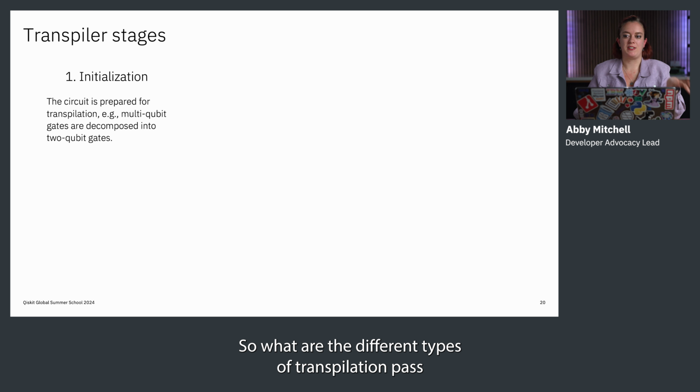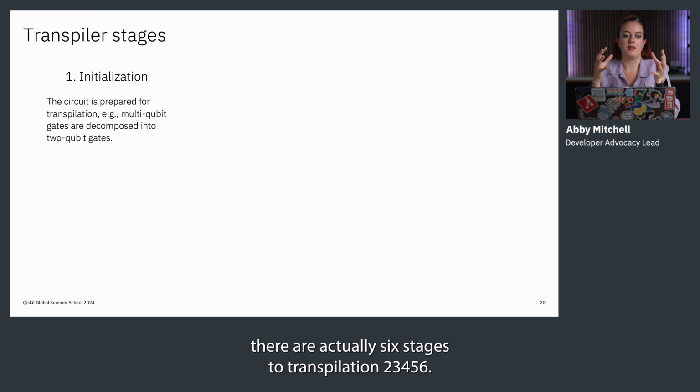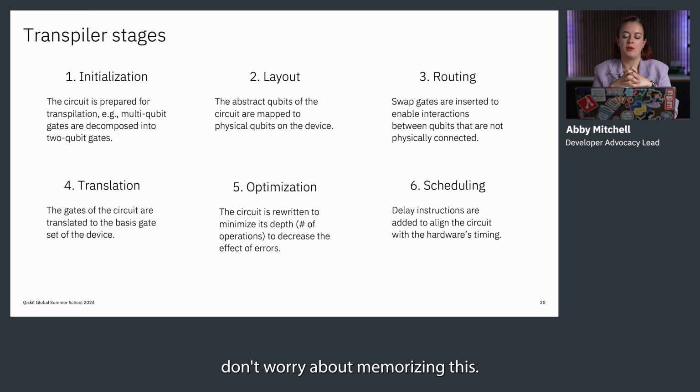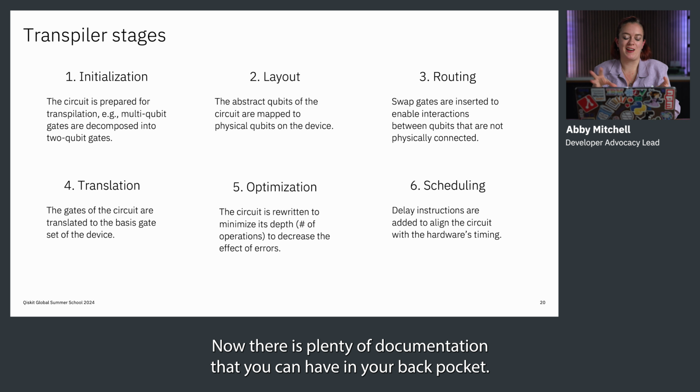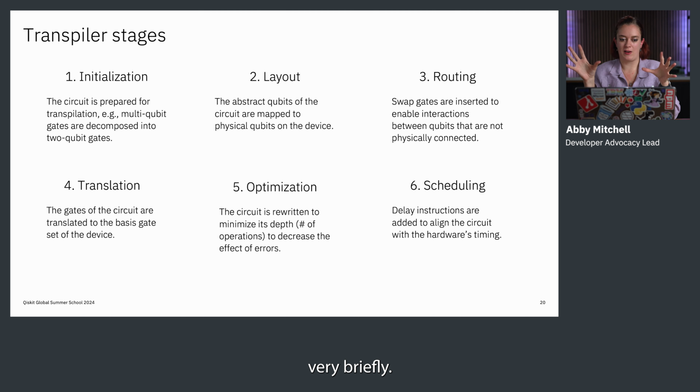So what are the different types of transpilation paths within any form of transpilation? There are actually 6 stages to transpilation. 1, 2, 3, 4, 5, 6. Don't worry about memorizing this all right now. There is plenty of documentation that you can have in your back pocket. Just have it on hand to remind yourself. I'm just going to go through them very briefly.